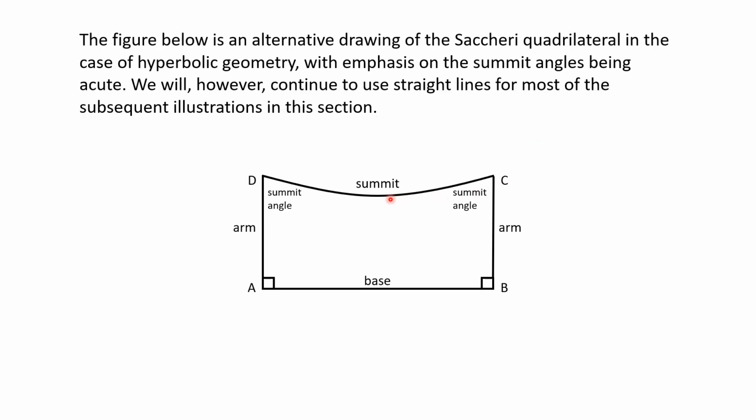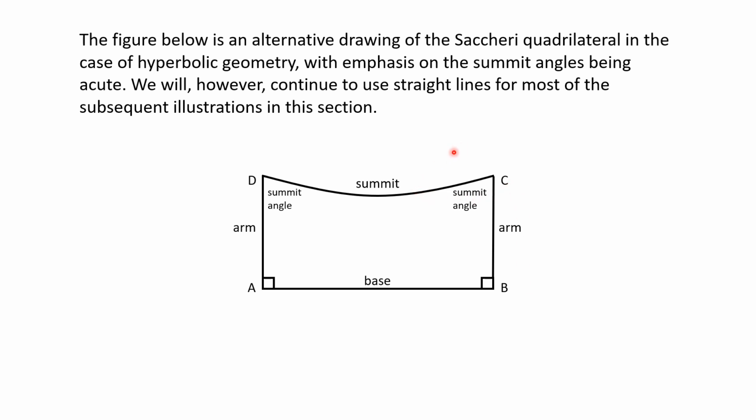I have an alternate drawing here of the Saccheri quadrilateral. The only difference from what I've drawn before is I've actually emphasized the bending here. And so the summit angles clearly are, from the figure, acute. They're less than 90 degrees. And everything else is kind of as I've drawn it before.